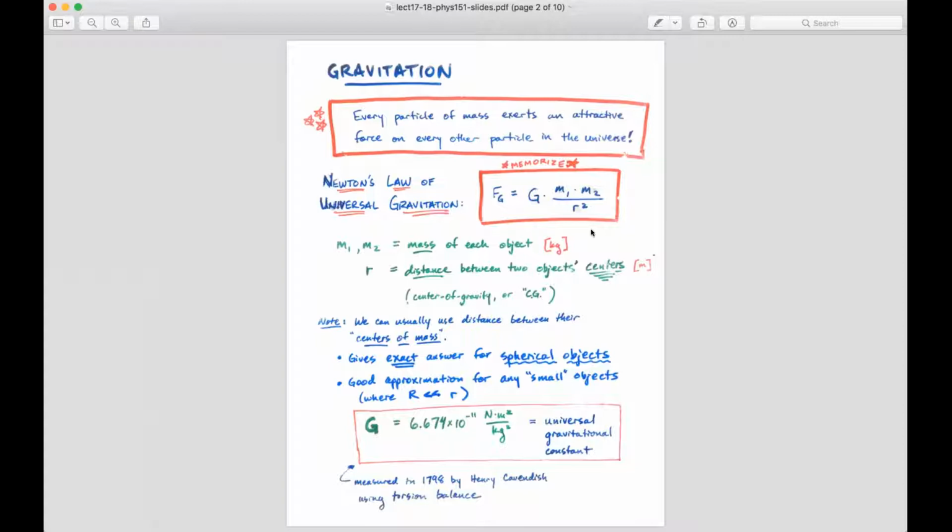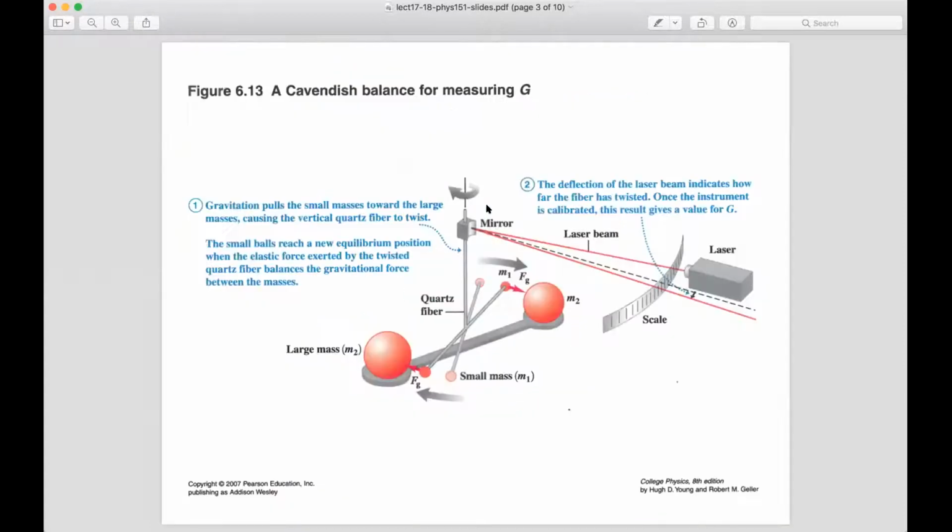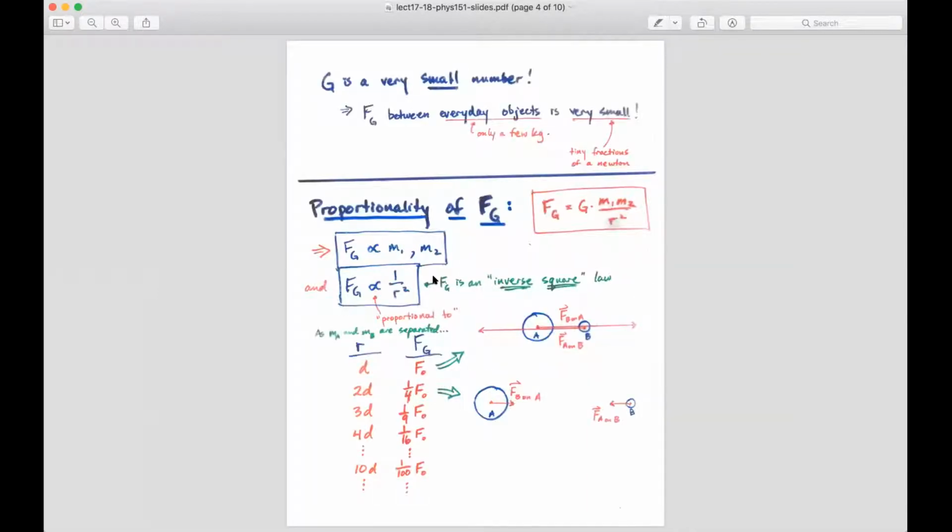All right, so great. This is a formula that tells us the strength of that attractive force. And we're going to reflect on this formula just a little bit more. This is just a modern version of the apparatus that Cavendish used to make that sort of measurement. But I'll skip this for now. So let's reflect on this a little bit more.